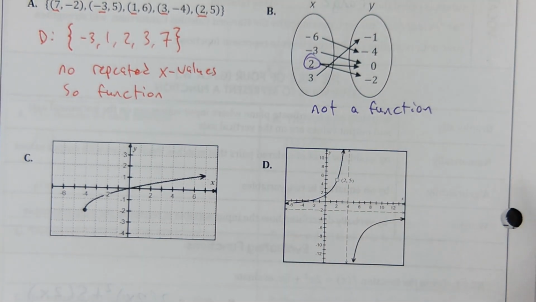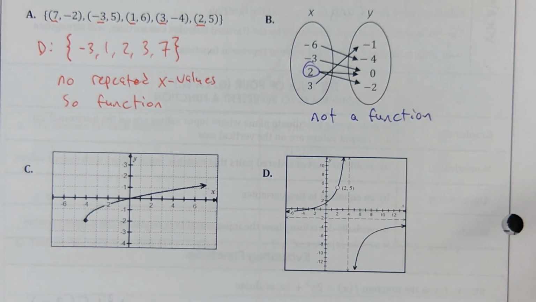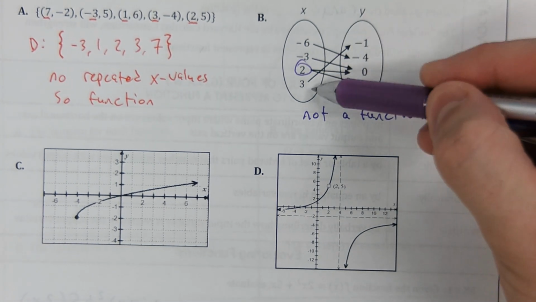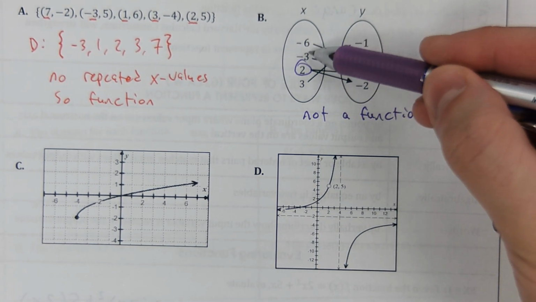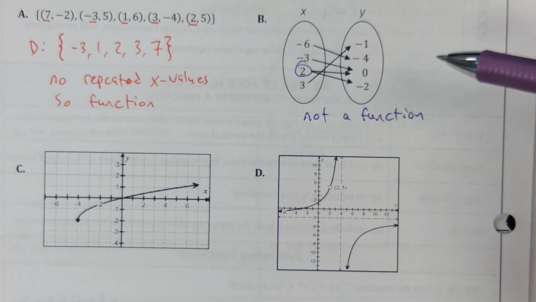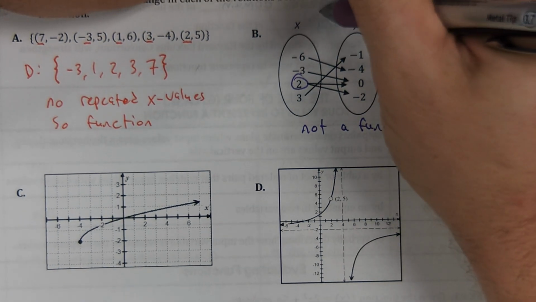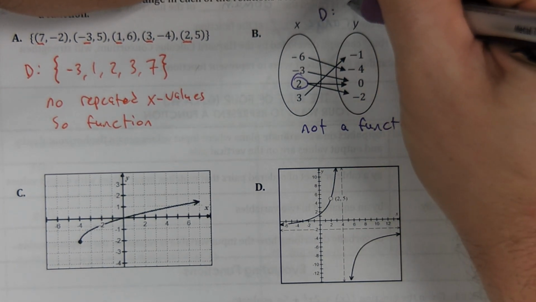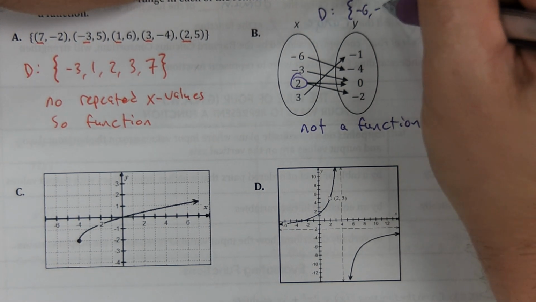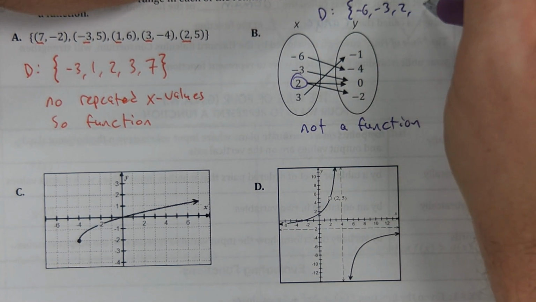You want to determine its domain? It's these numbers right here. They're already listed for you, and they're in numeric order: -6, -3, 2, and 3. I guess I should have done that first, but I got so excited talking about functions. -6, -3, 2, and 3.